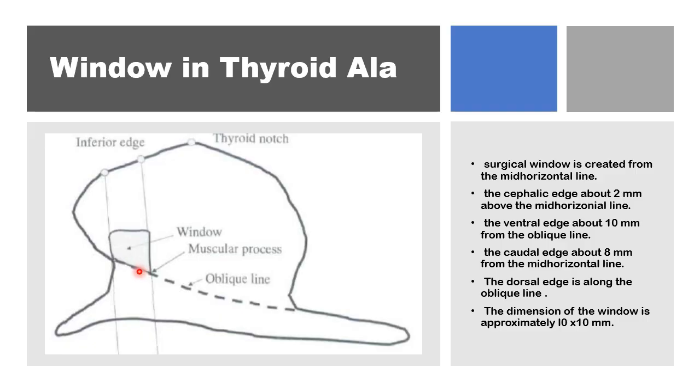From the oblique line you would go 8 to 10 millimeters ventrally. This would be the anterior edge of the window, and from this line you would go again 8 to 10 millimeters. This will form the caudal end of the window, and the base of the window will be the oblique line itself. You don't want to go too much posteriorly because the piriform sinus mucosa would be lying here, to avoid any penetration of the pharyngeal mucosa.